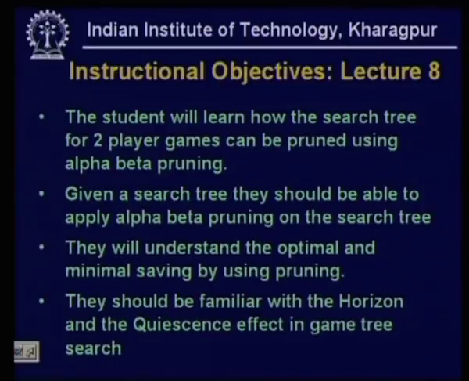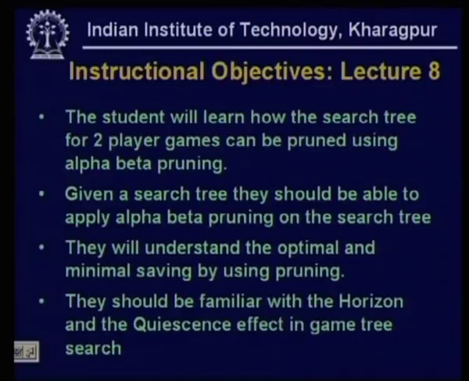In this lecture, the student will learn how the search tree for two-player games can be pruned using alpha beta pruning. In the previous class, we looked at minimax search for computing the best move for a player, but minimax is quite inefficient, and we will see how minimax search can be pruned using alpha beta cutoff values.